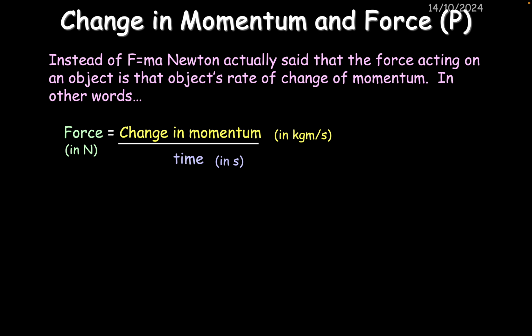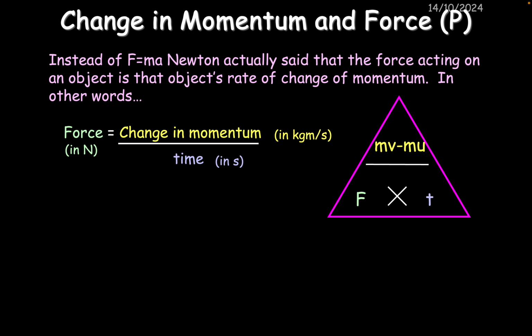In other words, force equals the change of momentum in kilograms meters per second divided by time. Now, if you think about it, change of momentum is mass times the change in velocity. So the change in velocity over time is acceleration. Okay, so it's actually the same equation. So (v minus u) over t is actually acceleration. So you can take the v, u, and the t, and you actually get acceleration.